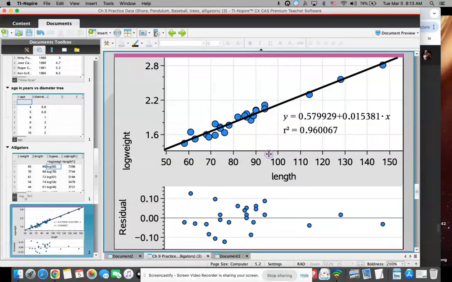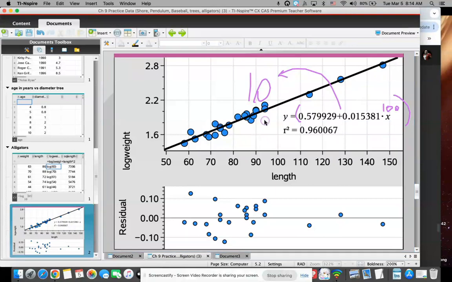Let's say I want to predict a length of 100. I would just put 100 into this equation and calculate the right-hand side. All of this will just equal some number. On the left-hand side, I've got log, so I'm going to have to roll the log. Remember, this is base 10, so I'm going to have to raise 10 to this power. And that will equal my weight then.